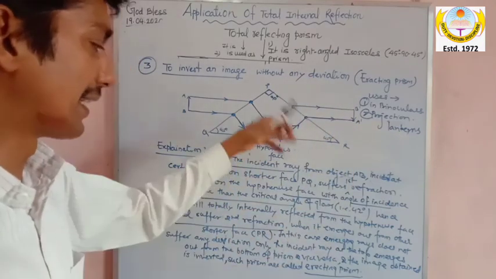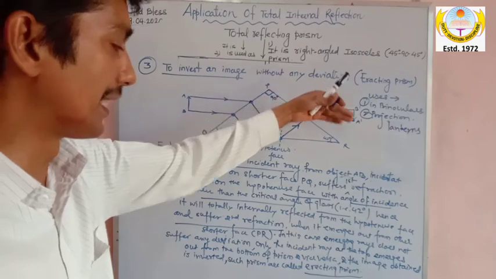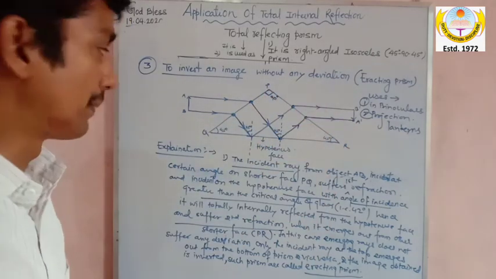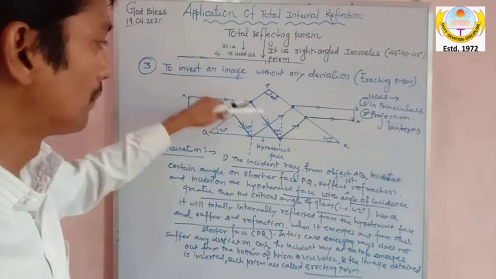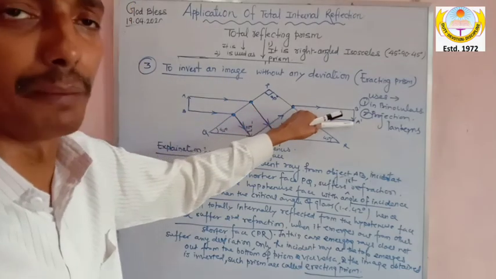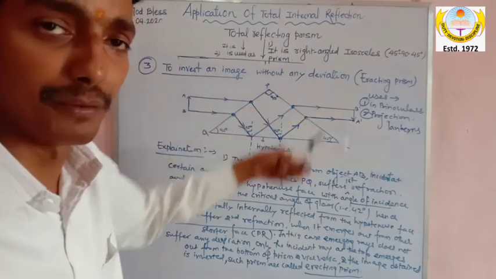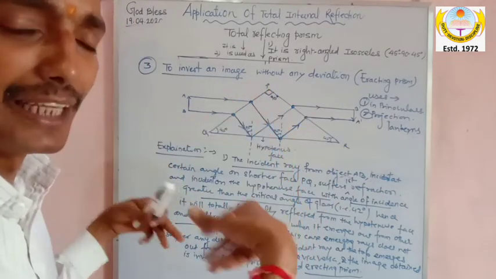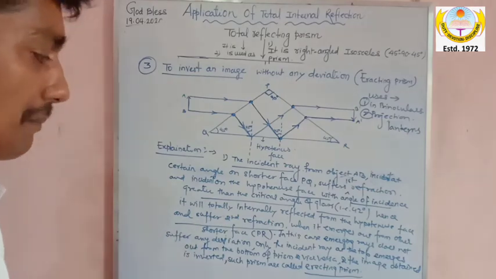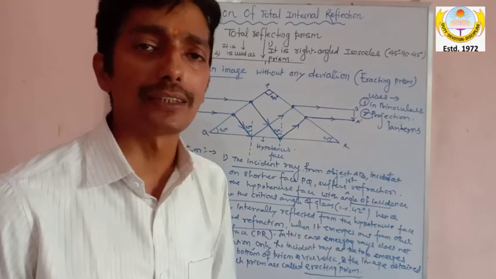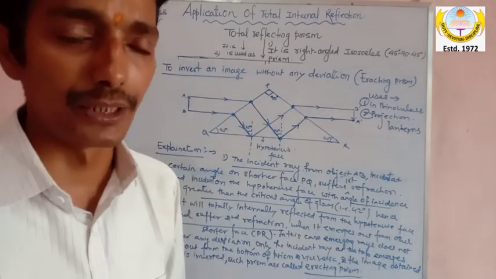Am I clear? In this case, the emerging rays, this being the emerging rays, do not suffer any deviation. Only what has happened: the incident ray which is at the top emerges out from the bottom of the prism, and vice versa. That is, the one which is at the bottom will emerge out from the top, and the entire image gets inverted. Such prisms are called erecting prism, my dear, and their uses are in binoculars and projection lanterns.